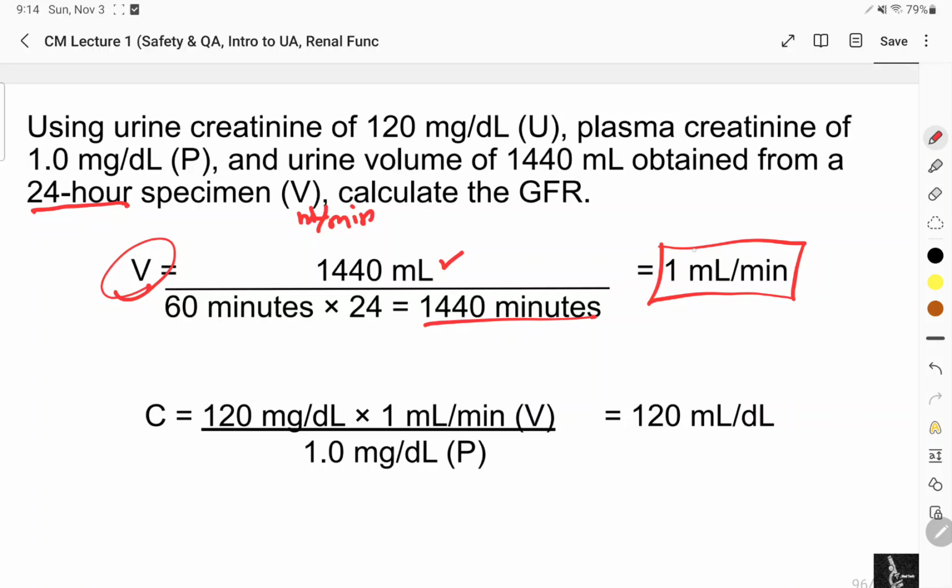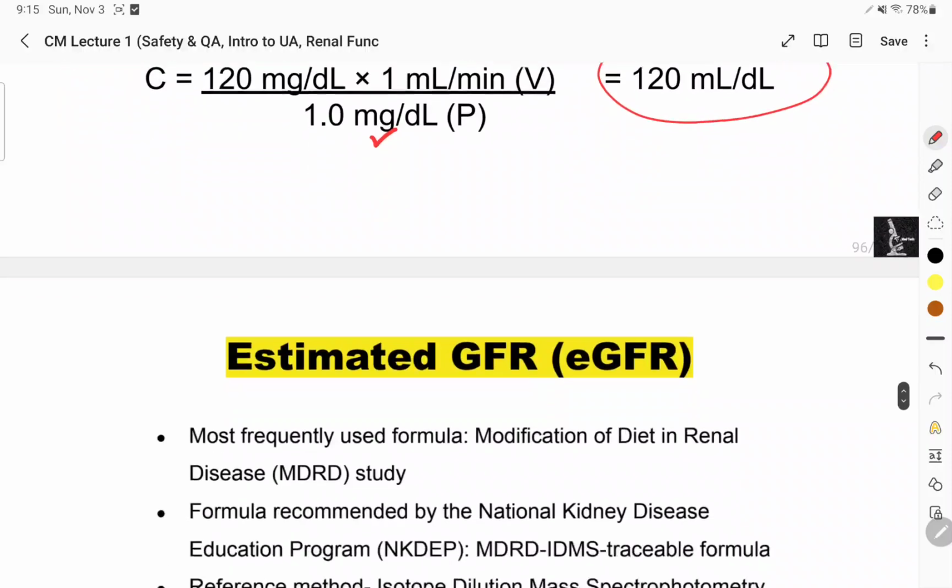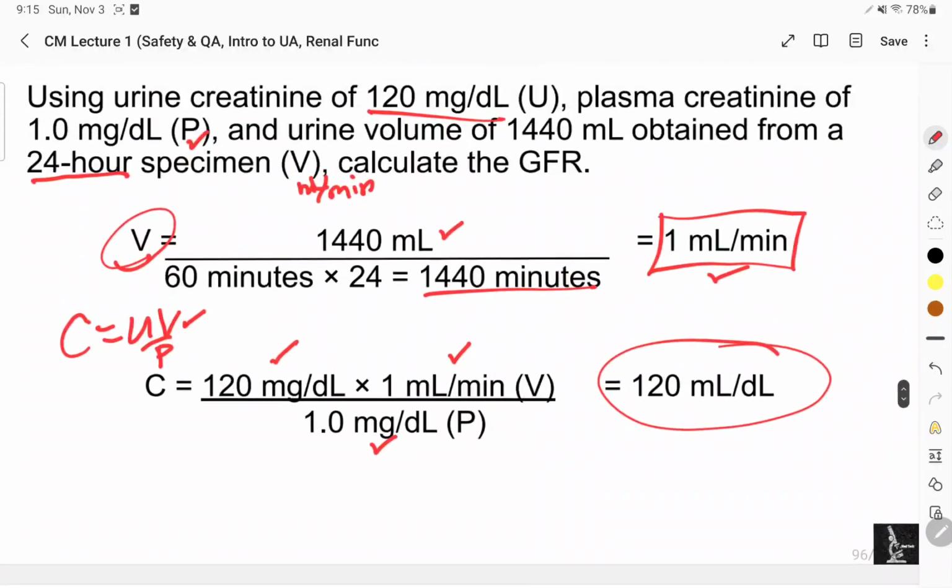And then you calculate the clearance. C is equal to UV over P. So, your U is 120, and then your V is 1 ml per minute, and then your P is 1 milligram per dl. So, 120 times 1 divided by 1, 120 ml per minute. So, this is your clearance. Okay?